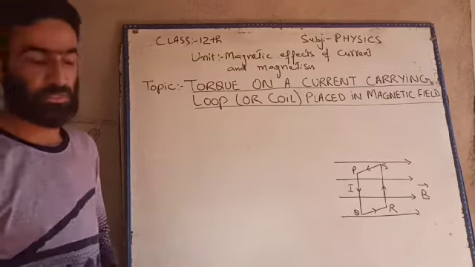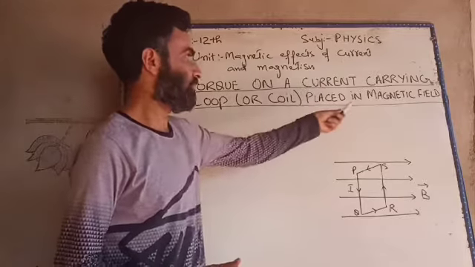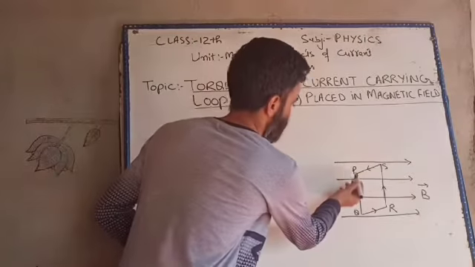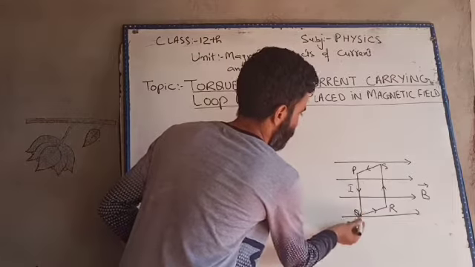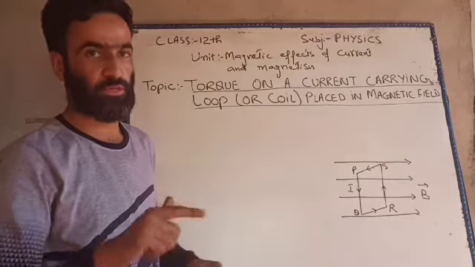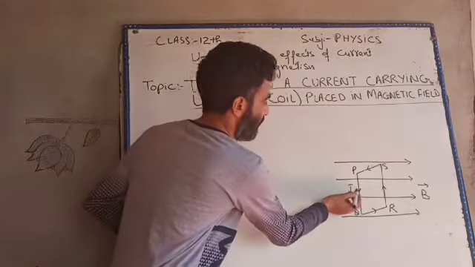Today we are discussing the topic torque on a current carrying loop or coil placed in magnetic field. Okay. See here is the loop. This is the loop PQRS. Loop means a single turn of a coil. Single turn of a coil, we call it a loop. That it carries current I.